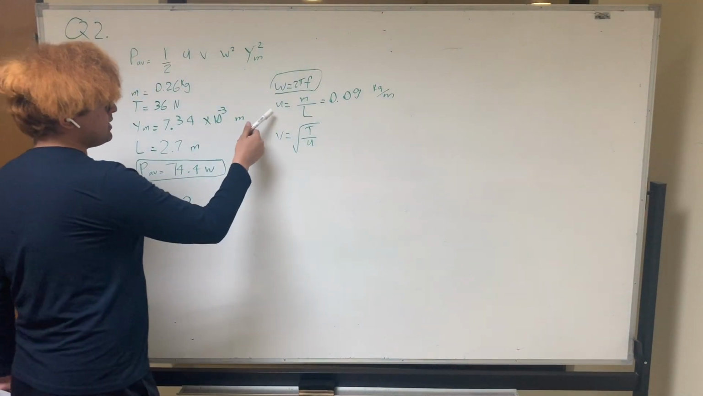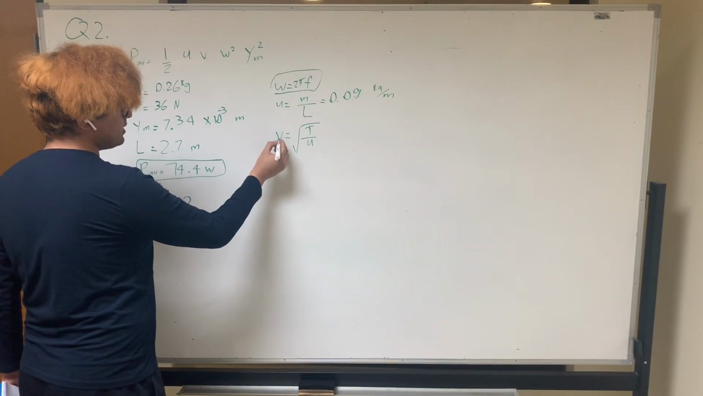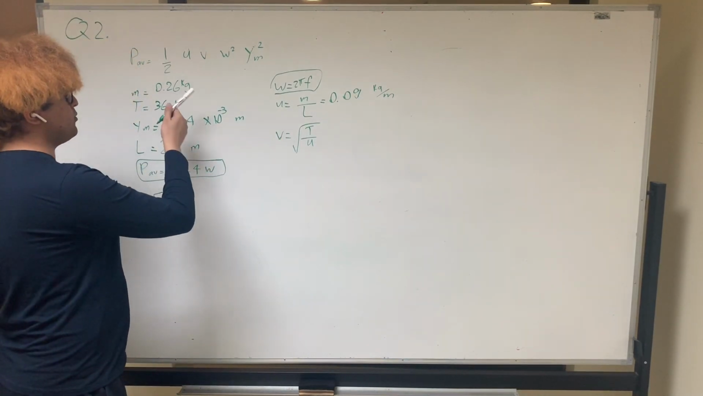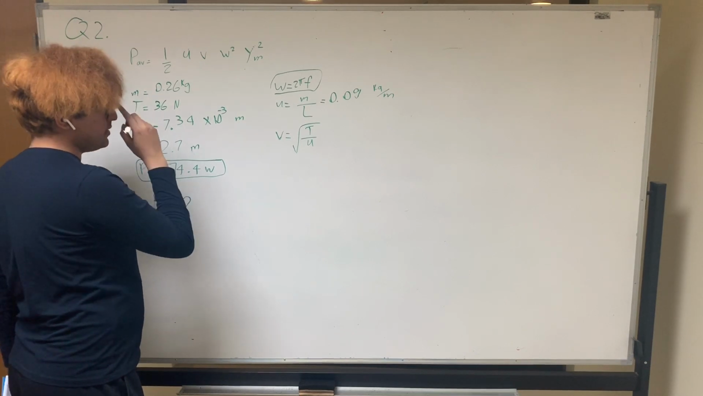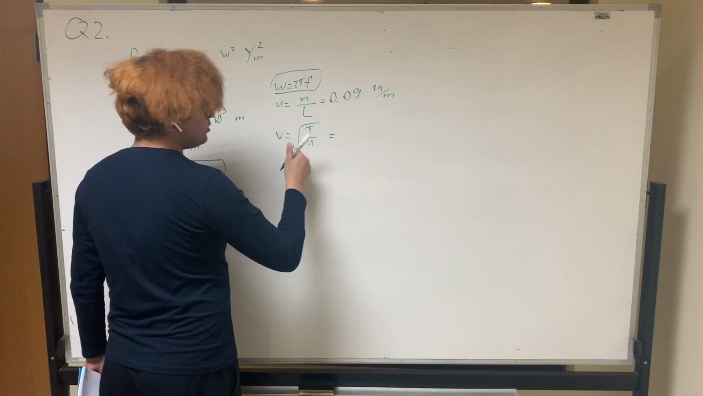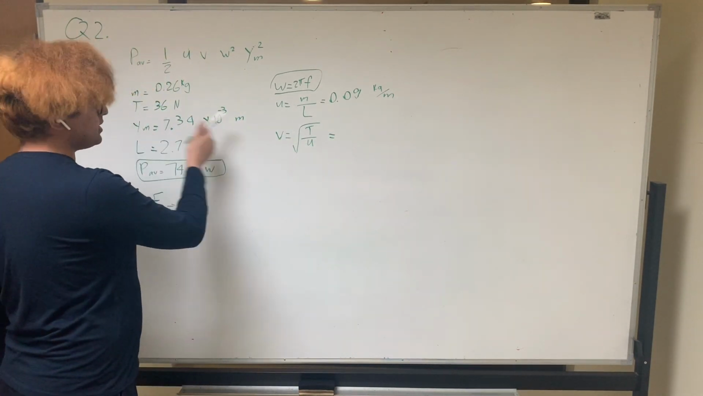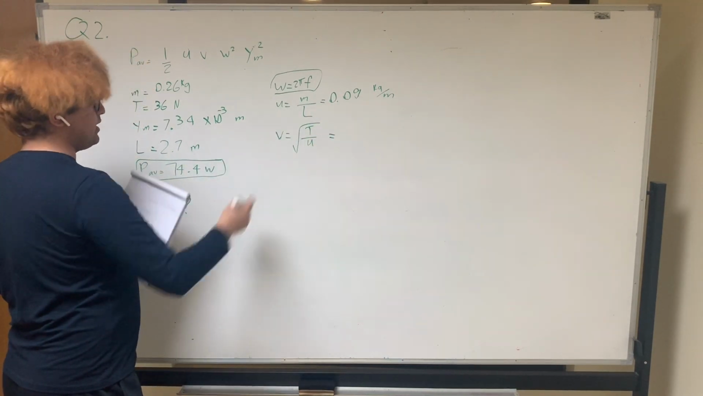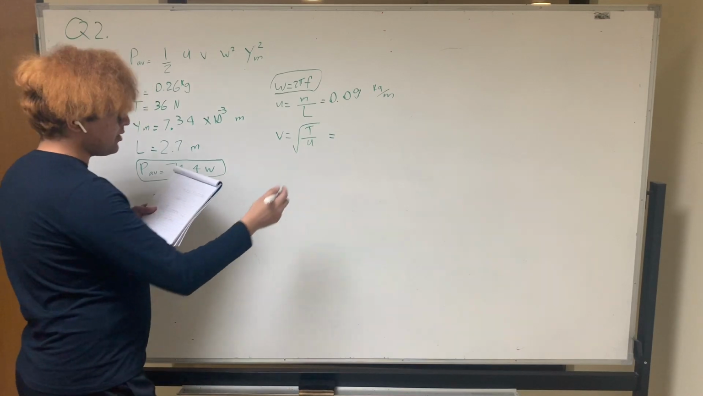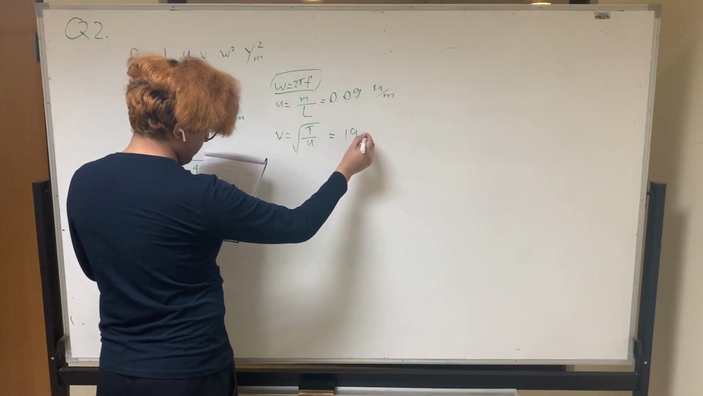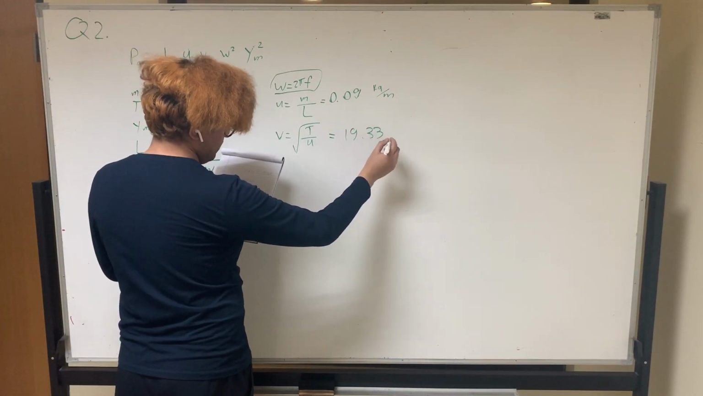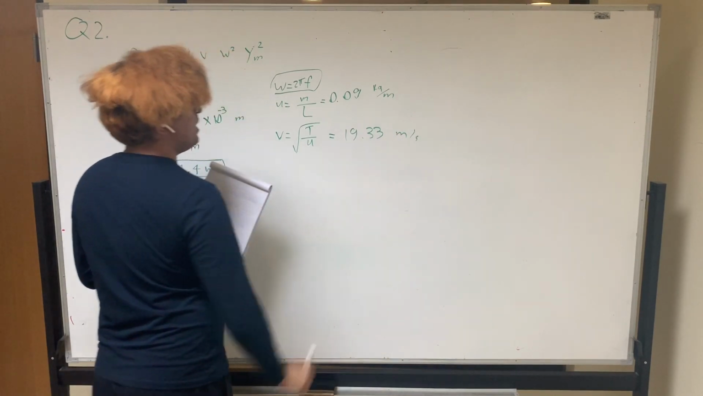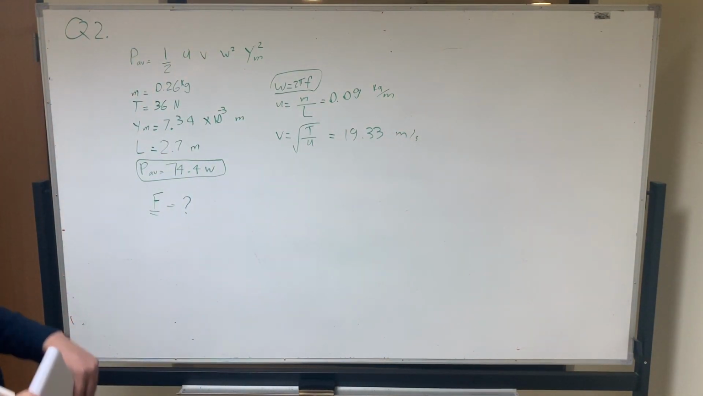And once we have calculated mu, now we can calculate the velocity of the wave, which will be using the average power equation. So all we need to do is plug in the tension, which is 36 newtons, and we take this number and put it here, and plug the whole thing into your calculator, and you'll be getting 19.33 meters per second. Okay, now we're ready to solve the problem.